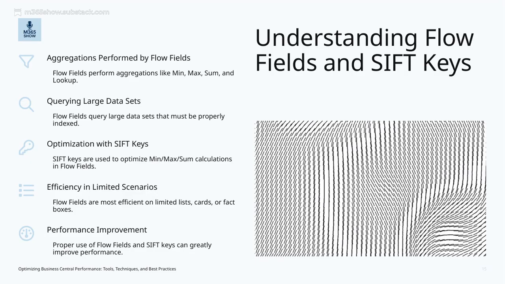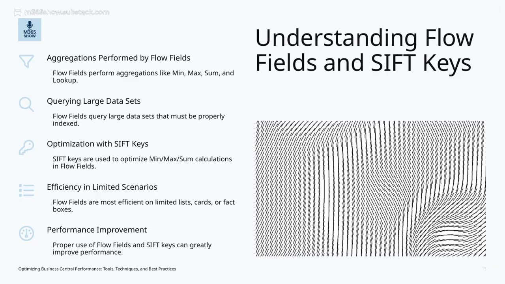Flow fields are most effective when working with limited lists, cards, or fact boxes. They allow for quick data retrieval without the need for complex queries, which helps keep things running smoothly. Now, SIFT keys come into play to optimize calculations like min, max, and sum within those flow fields. They help speed up these calculations by providing quick access paths, especially when dealing with large data sets.